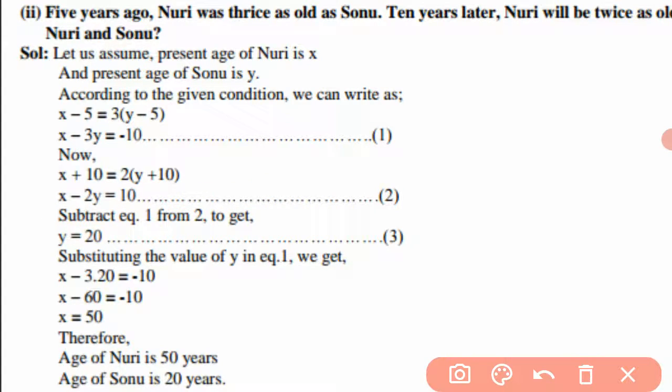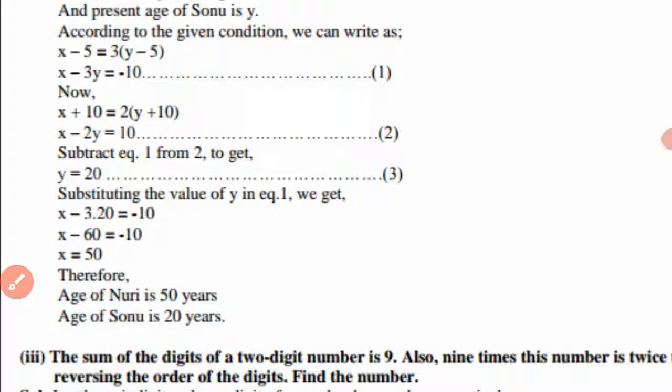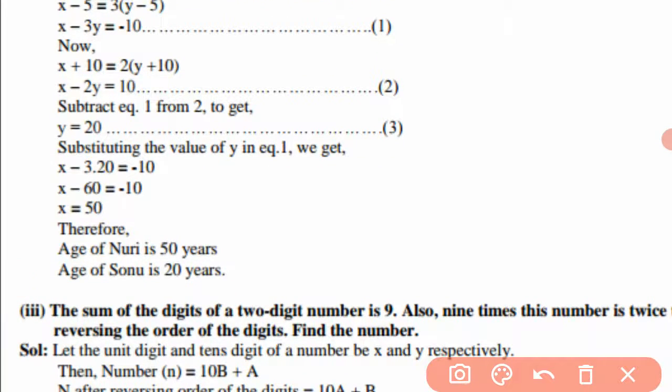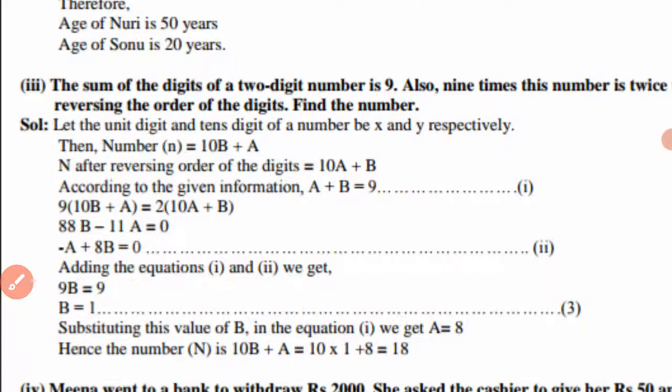Now subtracting equation number 1 from 2, by subtracting, the value of y will be 20, and substituting the value of y in equation number 1, we can find the value of x also. So the value of x will be 50. Therefore we can say the age of Nuri will be 50 and the age of Sonu will be 20. So in this way we can solve this question. Now after this, see its third part.